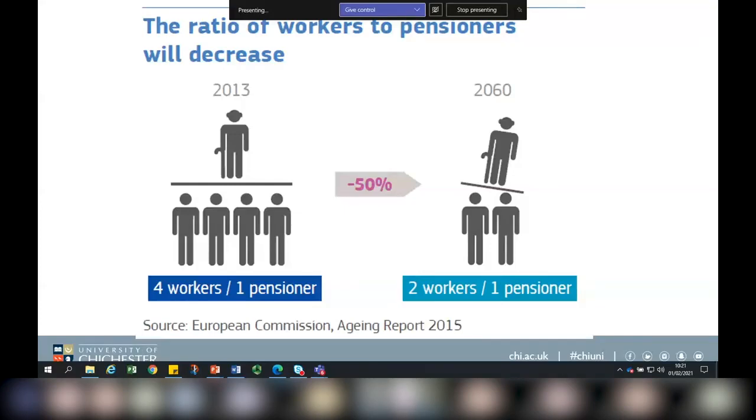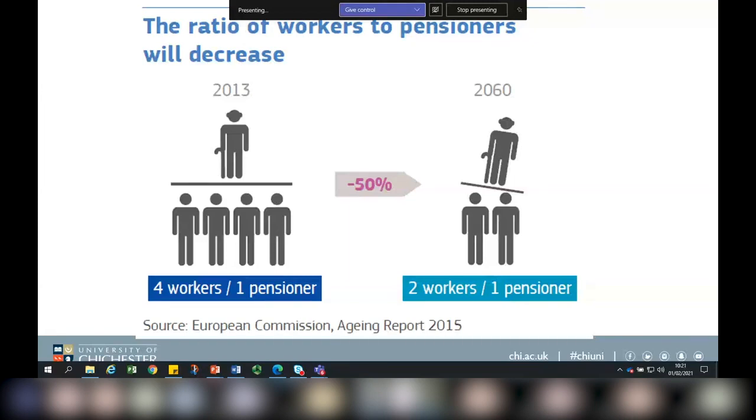Yeah. So the reason why this is a concern is that it has an impact on people's pensions, not just on business and economics. It does have an impact. So looking at 2013, one pensioner would be supported by tax payments from 4 workers. So this is government pension, not private pension. Whereas in 2060, there'll only be 2 workers to support 1 pensioner.